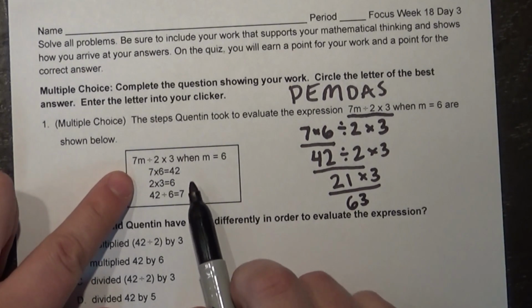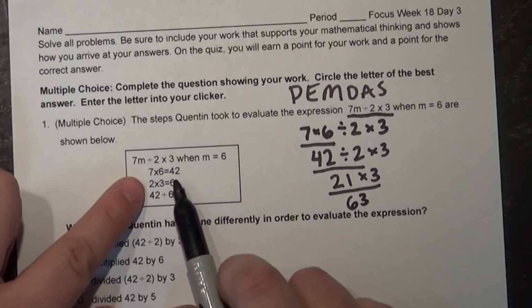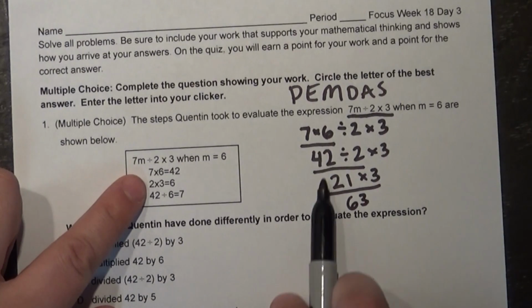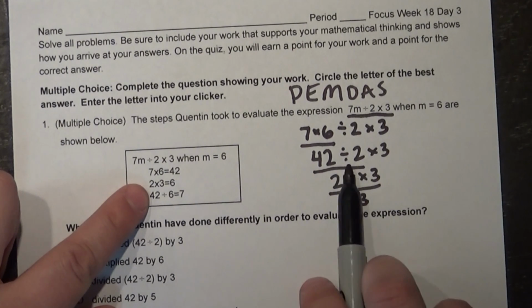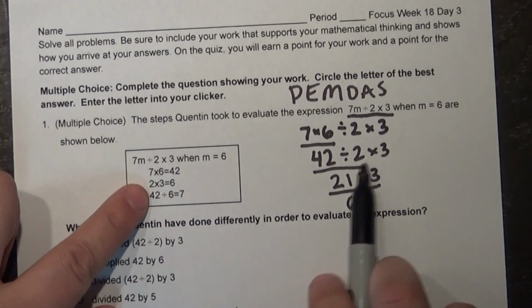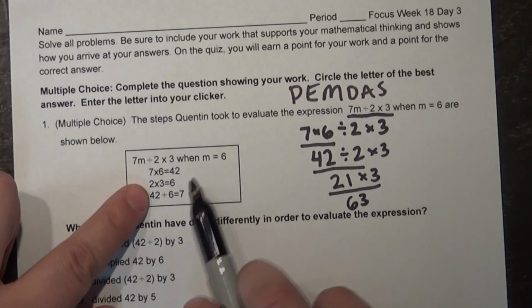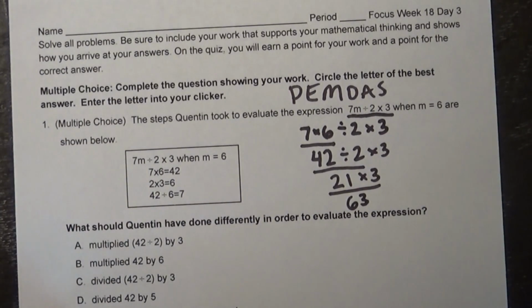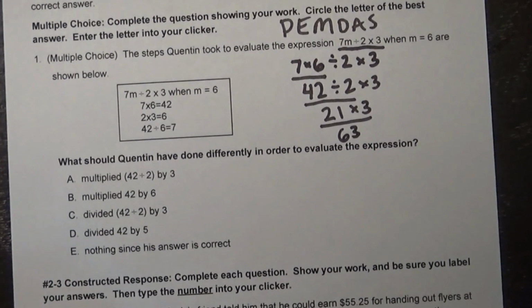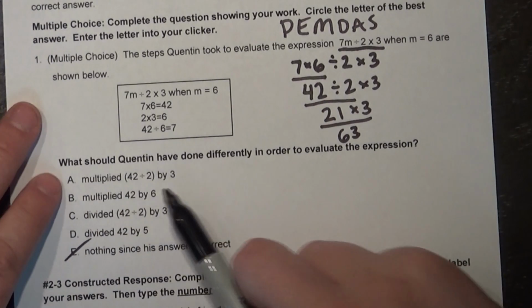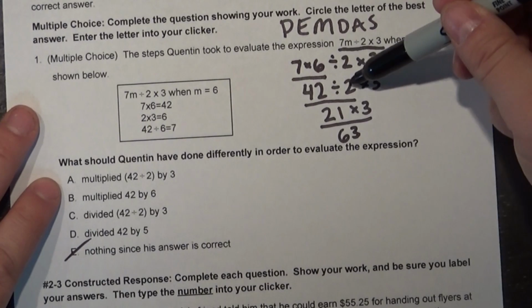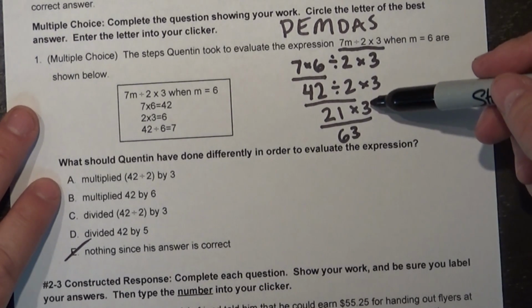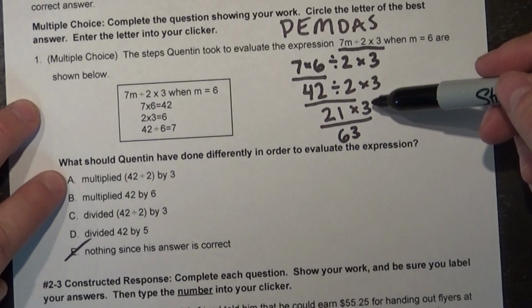When I look over here at what Quentin did, it looks like he has 7 times 6 equals 42. Okay, that was the first thing I did. And then 2 times 3 equals 6. Whoops, it looks like he should have divided 42 by 2 instead of multiplying there. That's where the critical error happened. So I know that option E cannot be correct, because option E says nothing, since his answer is correct. Letter A says multiplied 42 divided by 2 by 3. That's what we did, 21 times 3. So A is in the running here.